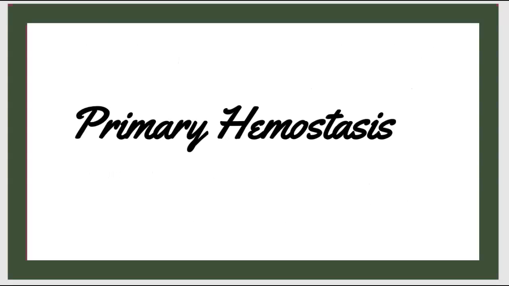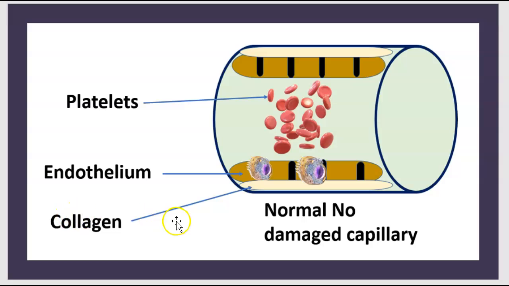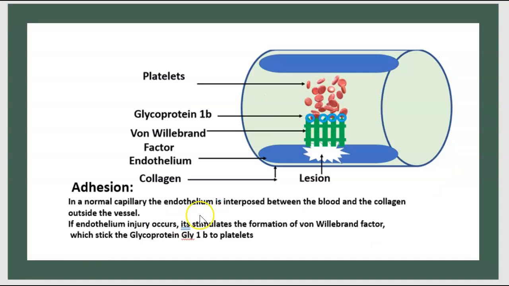Primary hemostasis. Let's deal with a normal capillary, not a damaged capillary. We recognize the endothelium here and platelets inside the capillary. Under the endothelium is the collagen. There is no link between platelet and collagen because the endothelium is not damaged. What happens if the endothelium is damaged?